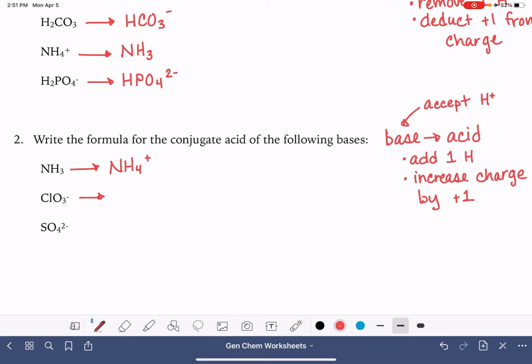For ClO3-, we want to add a hydrogen atom to this molecule, and typically if there aren't any hydrogen atoms already present in the molecule, the hydrogen is going to come first. HClO3, and for our charge, we're starting at a -1. We want to increase the charge by +1. That's going to take us up to a neutral charge.